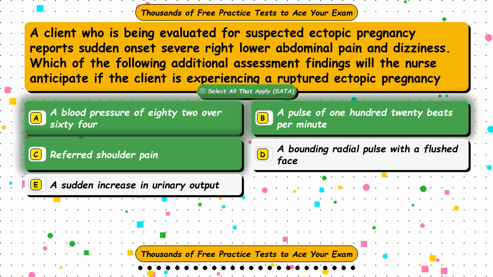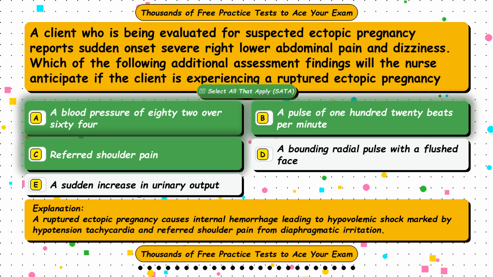The correct answers are options A and B and C. A blood pressure of 82/64. A pulse of 120 beats per minute. Referred shoulder pain. A ruptured ectopic pregnancy causes internal hemorrhage leading to hypovolemic shock marked by hypotension, tachycardia, and referred shoulder pain from diaphragmatic irritation.